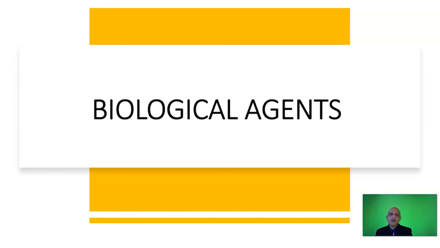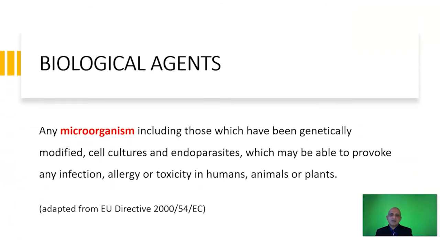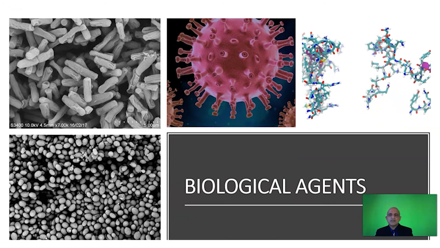I will touch upon biological agents very briefly before I discuss them in detail in the next lecture. A biological agent is any microorganism, including those which have been genetically modified, cell cultures, and endoparasites, which may be able to provoke any infection, allergy, or toxicity in humans, animals, or plants. These are some examples of biological agents.